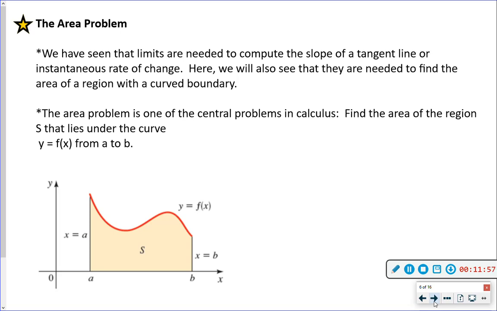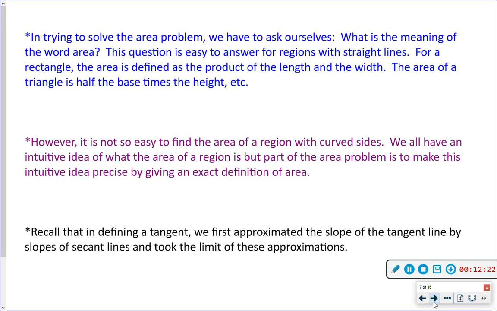Okay, we've seen limits are needed to compute the slope of a tangent line or instantaneous rate of change. We did that back in 13.3. Here we're going to talk about, of course, finding the area under the curve, the area problem. The area problem is the problem in calculus: find the area of the region that lies under the curve. Now, area is easy if you have straight sides. You did a lot of geometry. Length times width, a triangle, half base times height, all that sort of good stuff.